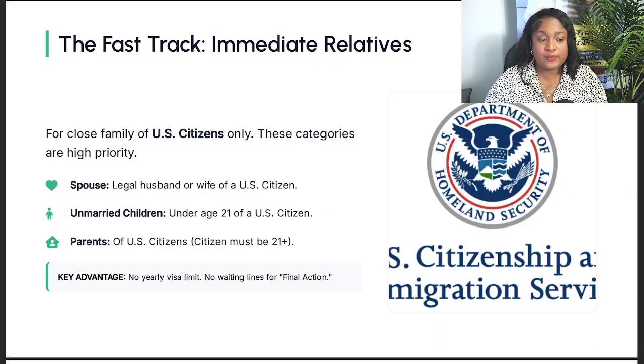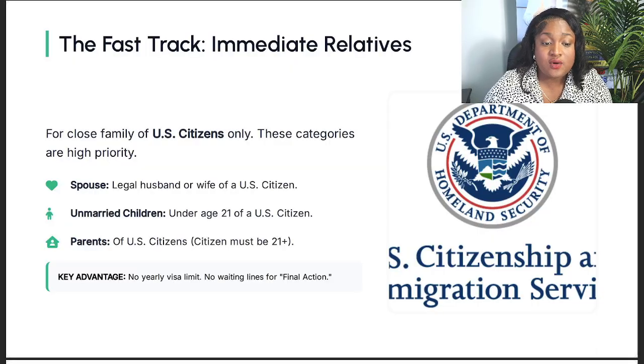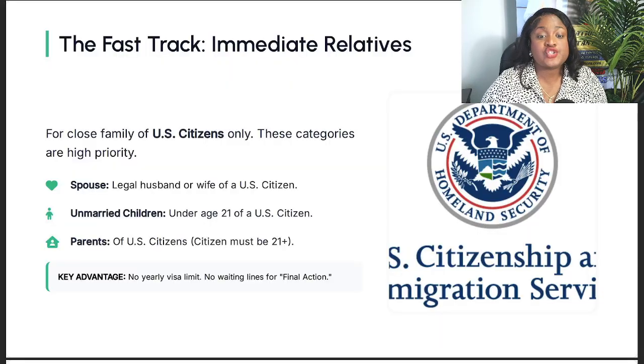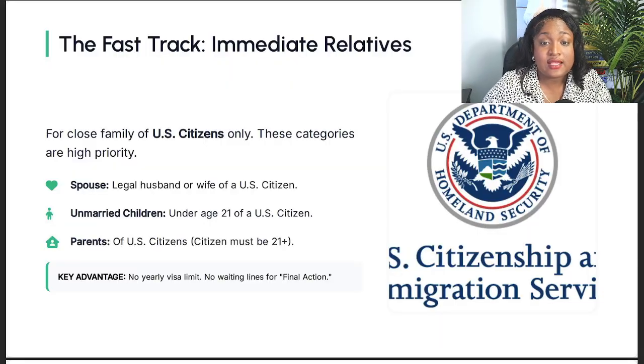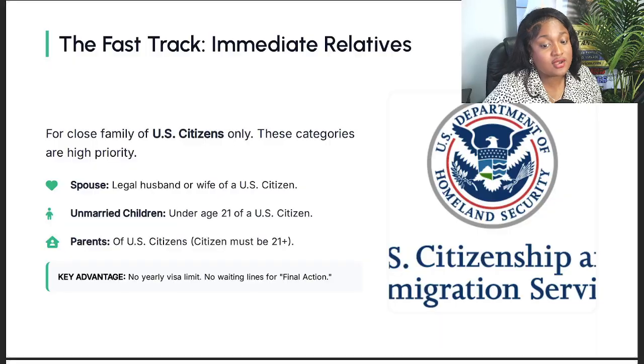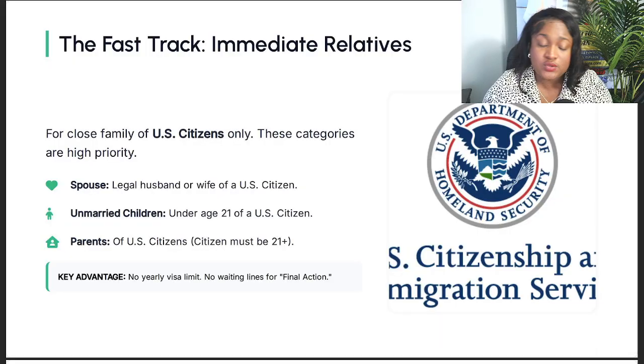So who are those people? We are talking about a spouse, legal husband or wife, of a U.S. citizen. It doesn't matter if it is a same-sex marriage, as long as the marriage is legal. So you are considered an immediate relative, and then you can send your green card application with the I-130. You don't need to wait in line.